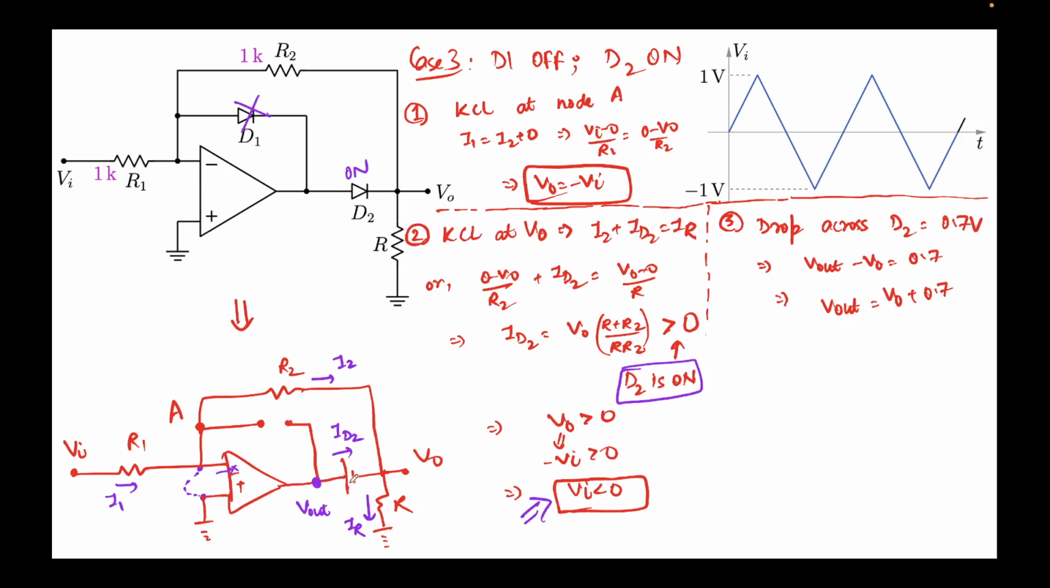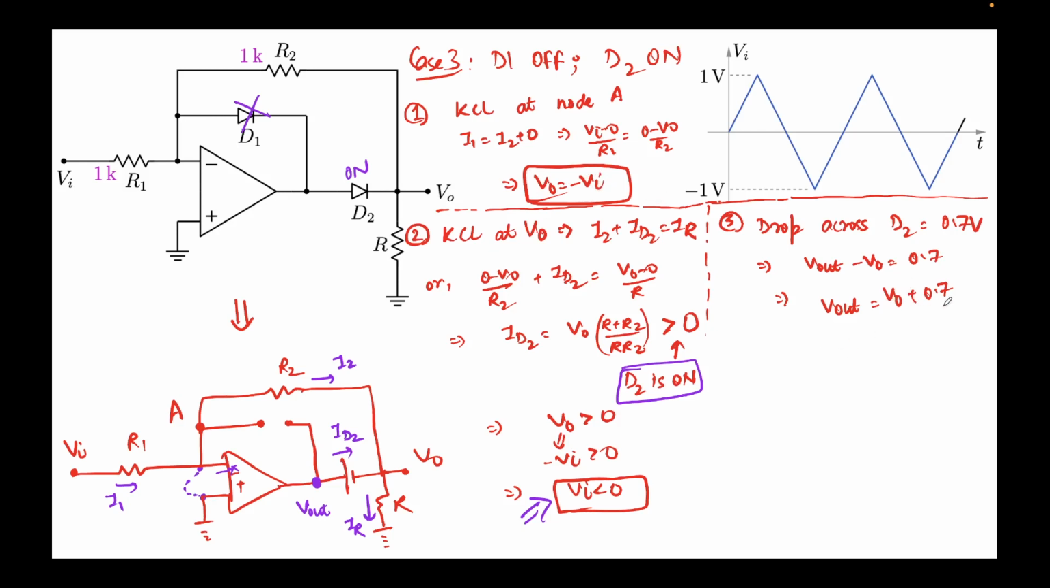We know there's a 0.7 volt drop across this D2 diode. So I can write its P terminal, which is V out, minus its N terminal, which is V0, should be equal to 0.7, because I am assuming the drop to be 0.7. This gives me the value of the V out node as V0 plus 0.7. Whatever the value of V0 is, V0 is a variable, it depends on Vi.